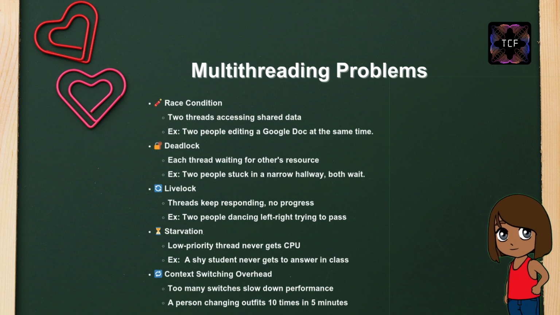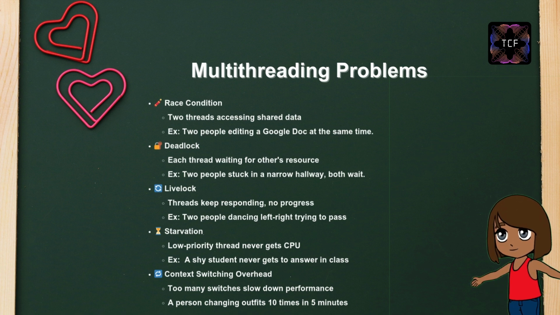Livelock. Threads keep changing their state in response to each other, but no progress is made. How to fix? Introduce random delays or back-off strategies. Starvation. A thread is perpetually denied access to needed resources because others are constantly prioritized. How to fix? Use the aging technique, increasing priority over time.